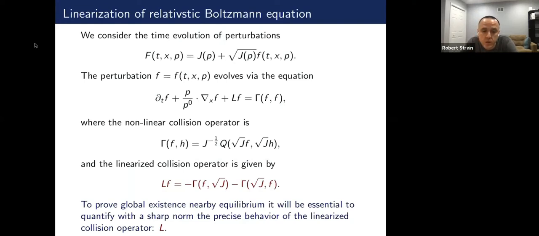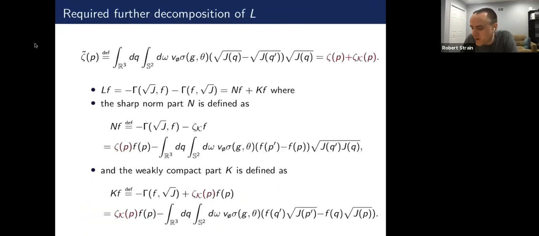And the moral to this story is that to prove global existence of nearby equilibrium, it will be essential to quantify with a sharp norm the precise behavior of the linearized collision operator. So for these global stability results, using the methods that we use, it is essential to characterize the sharp norm that characterizes the behavior of the linearized collision operator. And I'll tell you about that. But first, let me tell you about the further decomposition.